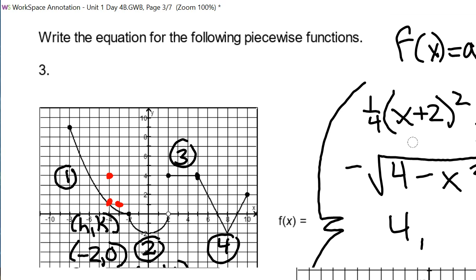And the last function, segment 4, what is the parent function? Absolute value. Vertex form for absolute value is f of x equals a, absolute value of x minus h plus k. So the a value, to get that quickly, just find 2 points on your v and count the slope between those 2 points. So what is the a value? 2.